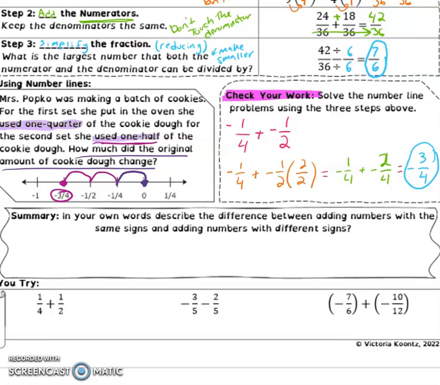Okay, here are the steps. So the next thing I want you to try is these you try problems down at the bottom. Go ahead and take a few minutes, give these problems a try, follow the steps above, and really do your best work. Pause the video, take your time, come back and check your work.